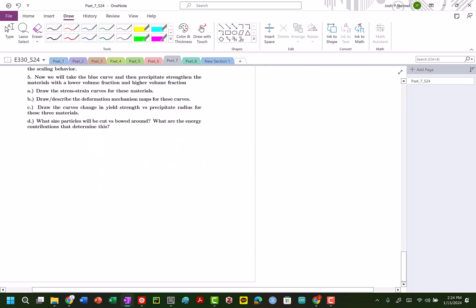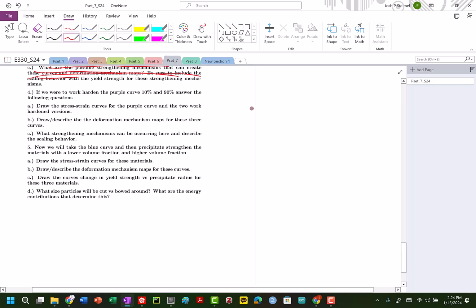So I'm just going to do it generically. So this is my purple curve. If I do 10%, it's going to have the same slope, higher yield strength, and typically it's going to basically die out sooner. And then 90%, again, same thing here, but die out even quicker. So higher yield strength, lower ductility typically. So that'd be my 90%.